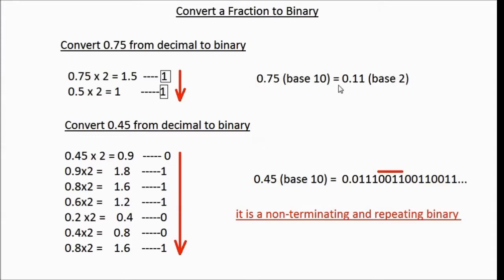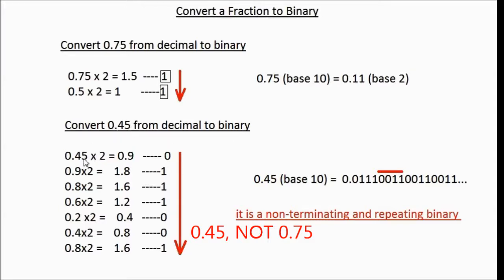Now, this is a terminating decimal representation. Terminating fraction representation in binary. Now 0.45 yields a non-terminating and repeating binary, as we describe here in this example. So the procedure is the same. We need to convert 0.45 from decimal to binary.